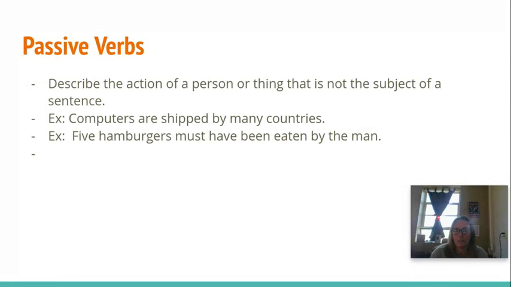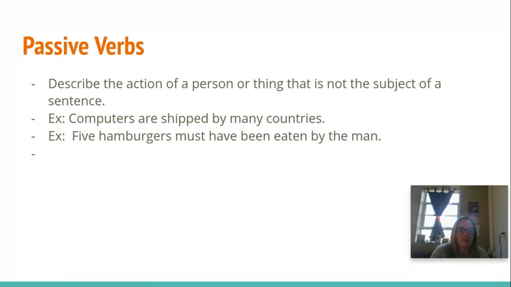Okay, that's just a bunch of words to me. I know it probably is to you too. So let me give you some examples. Computers are shipped by many countries. Do we know which countries are shipping the computers? No. But what we do know is that computers are shipped by many countries. Kind of a vague statement, kind of lame, right? No country specific is shipping the computers.